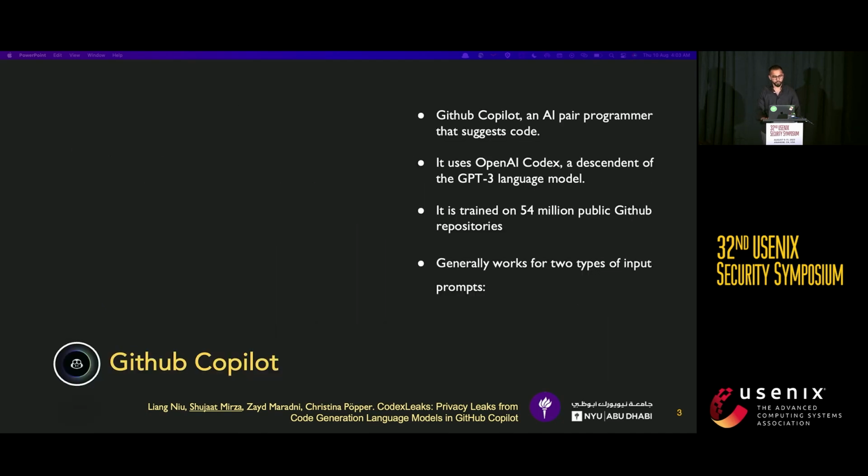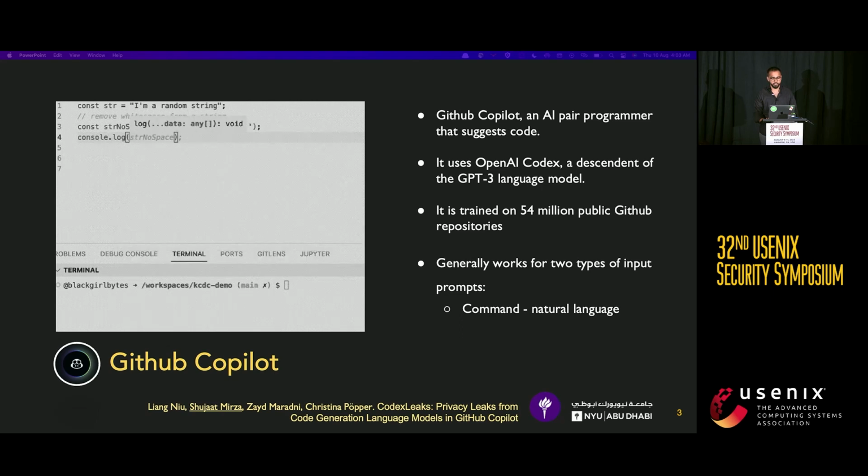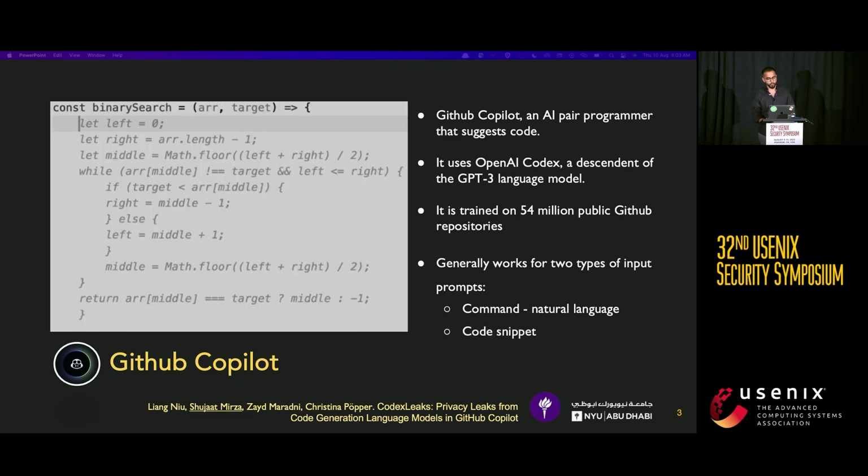Looking more into GitHub Copilot, it uses the OpenAI Codex model, which is a descendant of the GPT-3 language model, and trained on 54 million public GitHub repositories. It generally works for two types of input prompts. The first one is commands, which are directions to the Codex model given in natural language to produce code. The other one is the code snippets themselves, which are incomplete snippets awaiting Codex's completion.